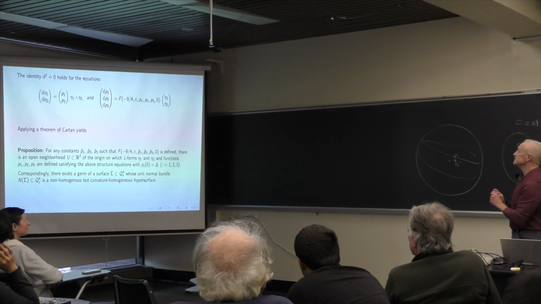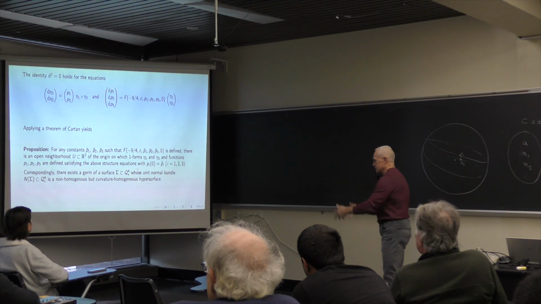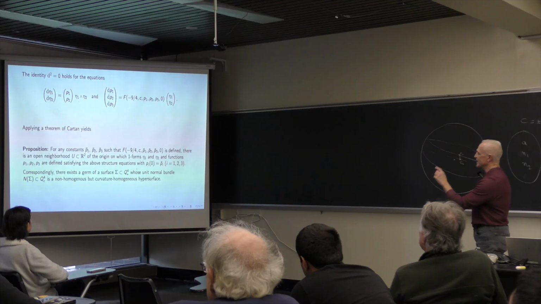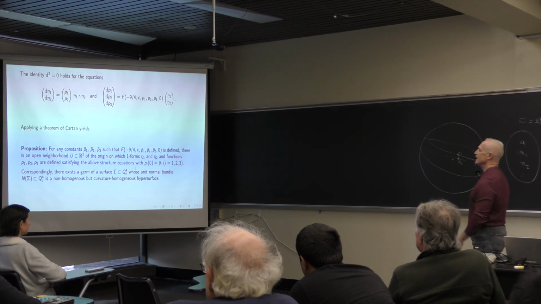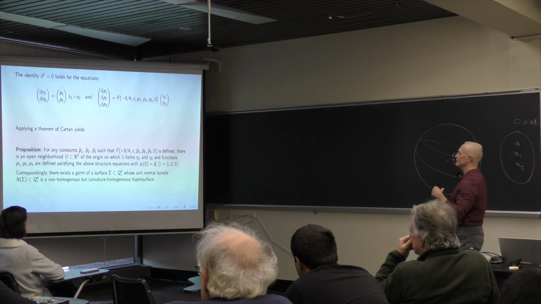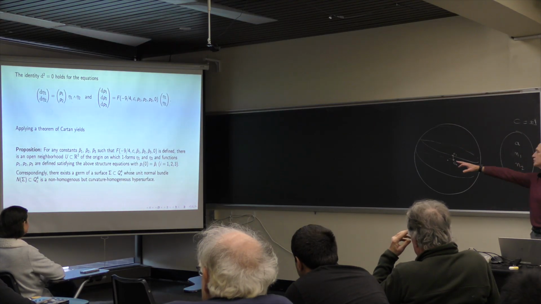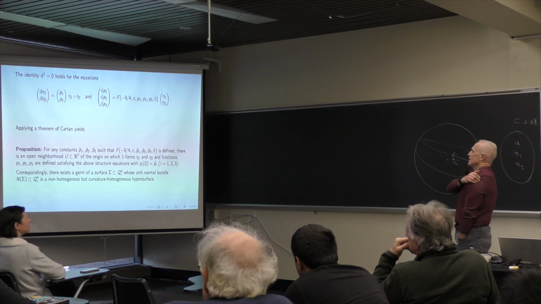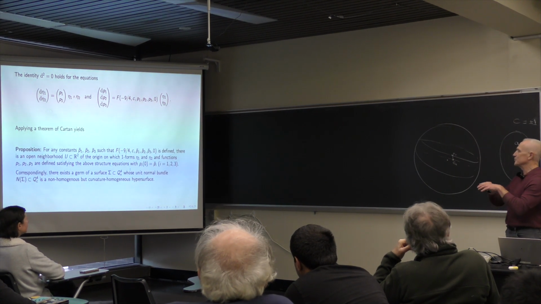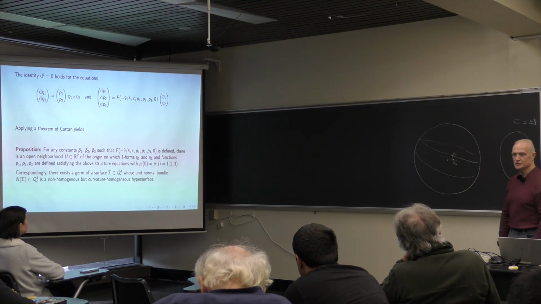The interesting thing is that Cartan's theorem tells us that you can specify P1, P2, P3 at a point, and there'll be an open neighborhood of the origin on which the forms eta1 and eta2 and functions P1, P2, P3 are defined, and they equal the given values Pi bar at the center, and correspondingly there'll be a germ of a surface whose unit normal bundle is non-homogeneous but curvature homogeneous.